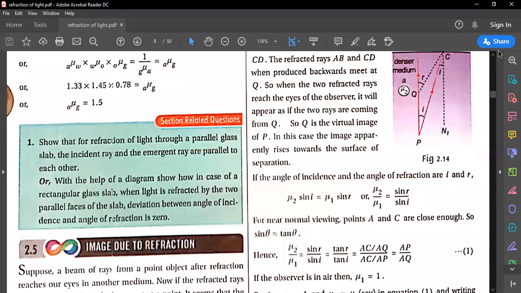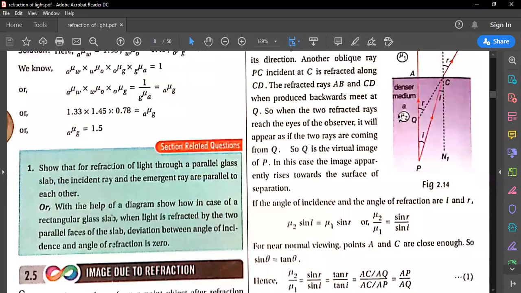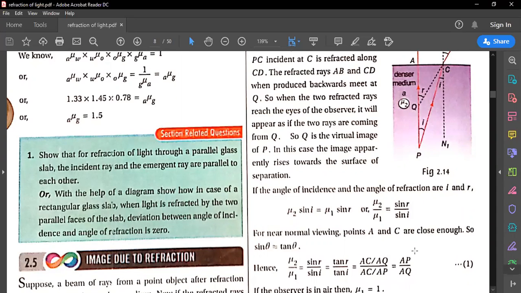And what is tan R from this diagram? Tan of this angle R gives you perpendicular by base. The perpendicular is AC and the base is AQ, so tan R is AC by AQ. And what is tan I? Tan of this angle I is AC by AP. So finally what you get is mu2 by mu1 is AP by AQ.